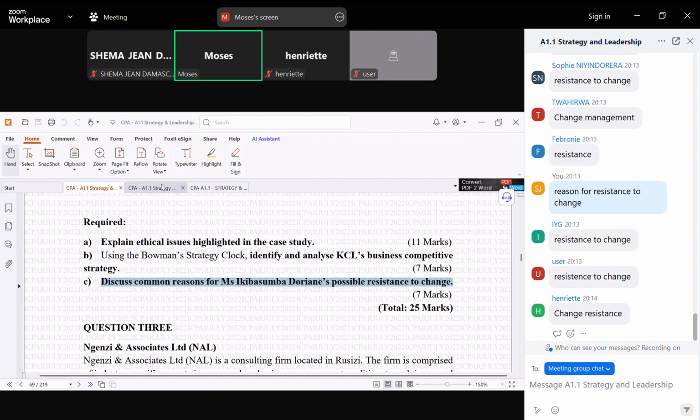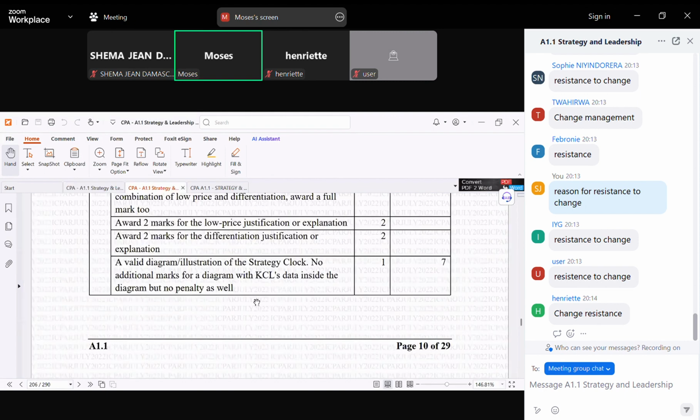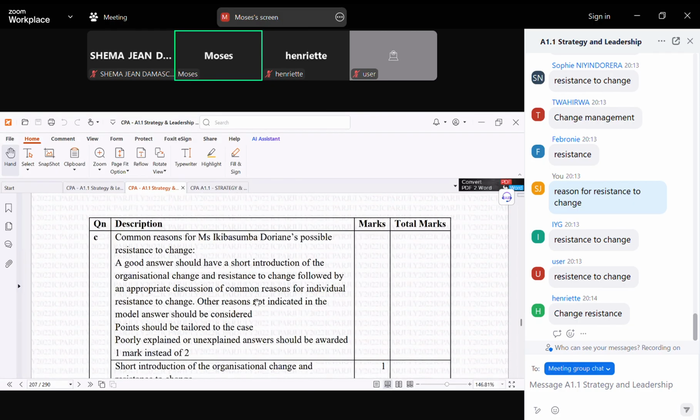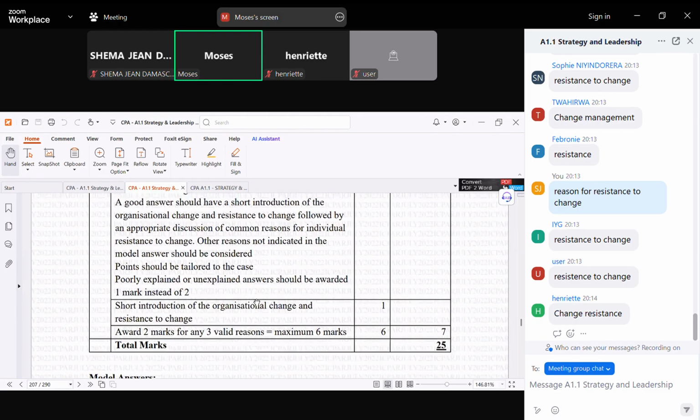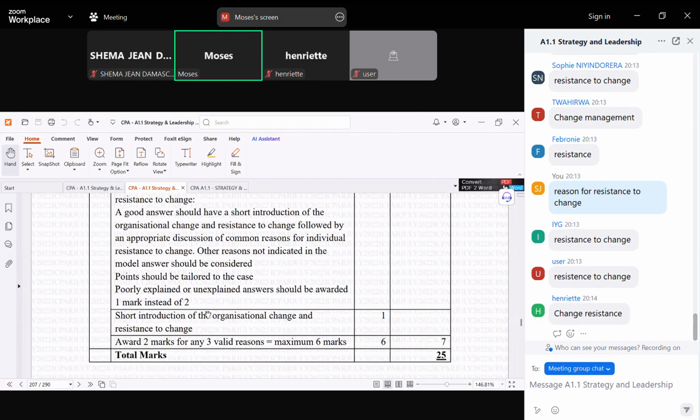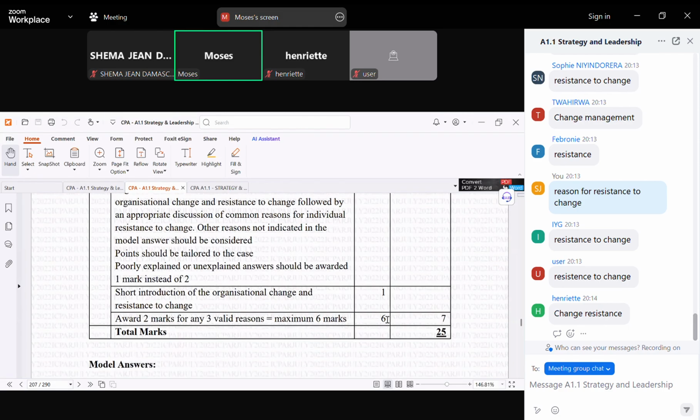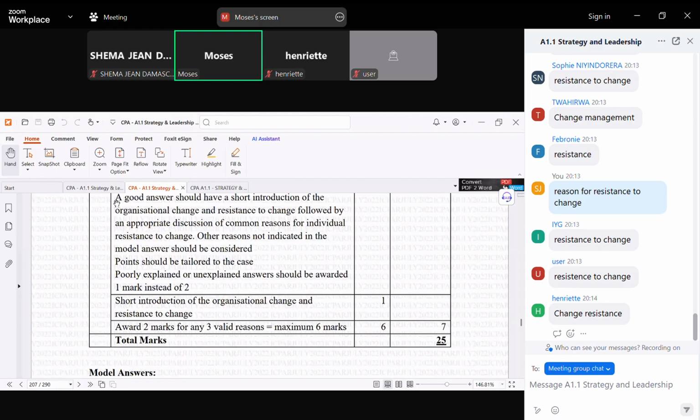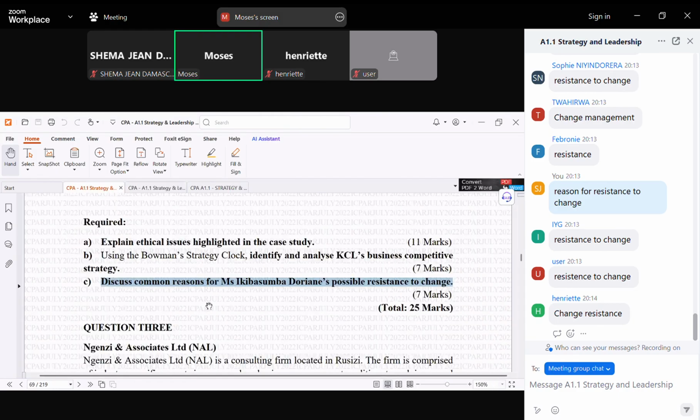So you have to first explain. If I were you, I would even start with change management. What is change? And then what is resistance to change? But when you come here, you can see that a short introduction of organizational change and the resistance to change gets 1 mark. Okay? So that is one thing you should focus on when you're answering your question.